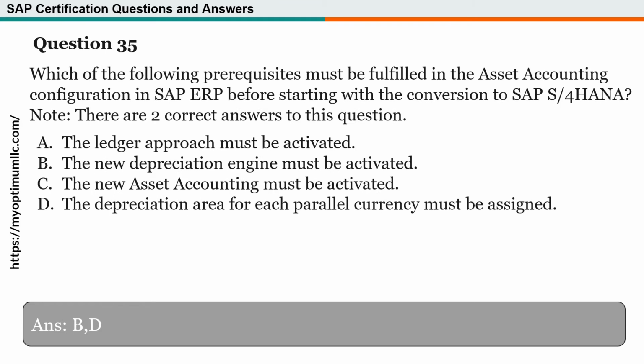Question 35. Which of the following prerequisites must be fulfilled in the asset accounting configuration in SAP ERP before starting with the conversion to SAP S/4HANA? Note, there are 2 correct answers to this question. A. The ledger approach must be activated. B. The new depreciation engine must be activated. C. The new asset accounting must be activated. D. The depreciation area for each parallel currency must be assigned.